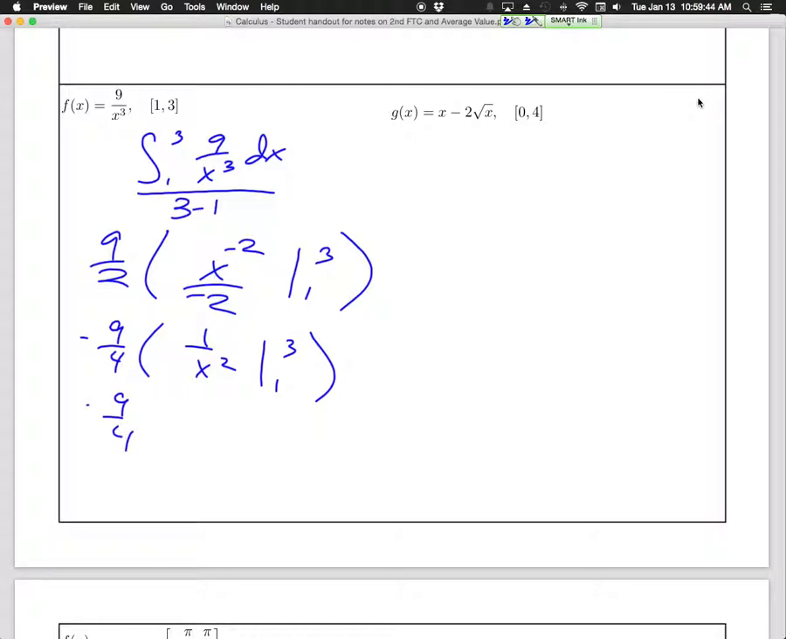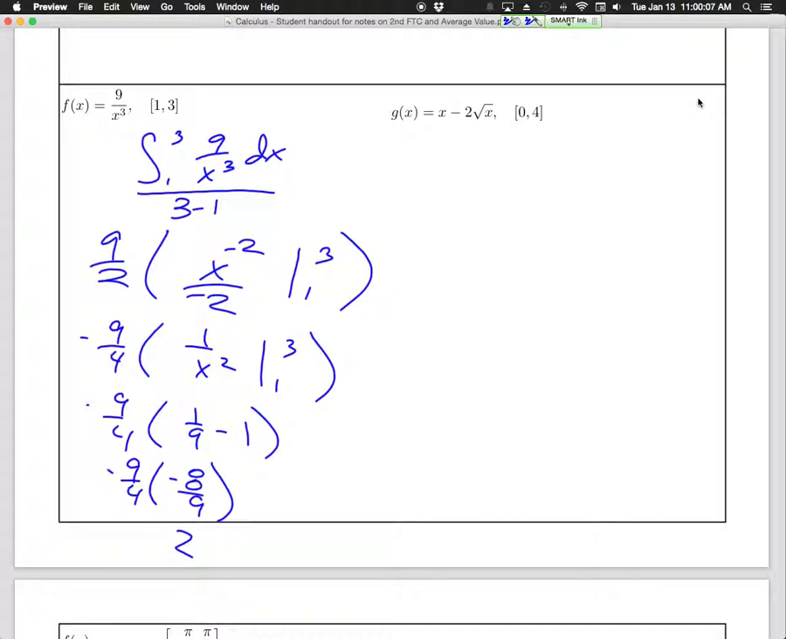I multiply the 2's together and put the negative out there. So if I plug in 3, I get 1/9. If I plug in 1, I get 1. What is 1/9 minus 1? Negative 8/9. And when I multiply those two together, what do I get? Positive. I get a positive 2.